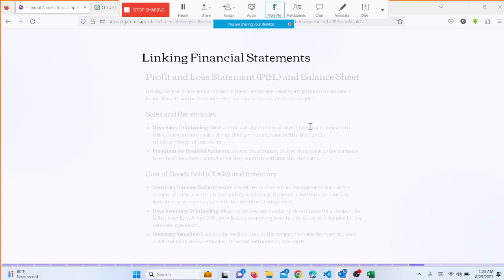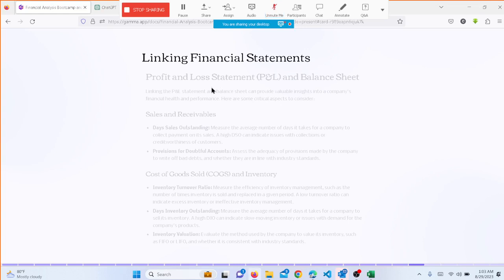Okay, so as I discussed in the beginning of the class, there are other tools apart from the vertical analysis, horizontal analysis, and the ratio analysis. There are some other ways of understanding the financial statements, or carrying out the financial analysis, to understand very critical information about the company, and that is called linking of financial statements, right? So what is linking of financial statements?